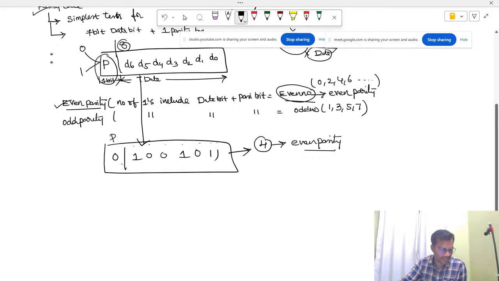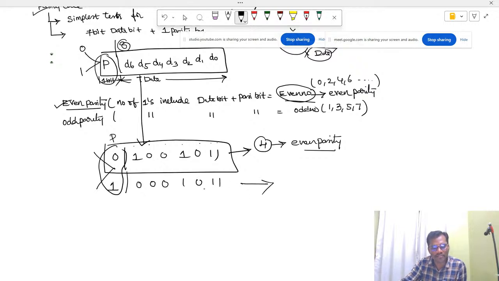For example, this P, I'm going to write down as a 1. You can see here the parity bit may be either 0 or 1, and here I have a data bit of 1000 1011. Now count the number of ones, including the data bits and the parity bit. How many are there? One, two, three, four. So totally four are there. Then is it even parity or odd parity? Even parity. So here also you are going to get even parity.